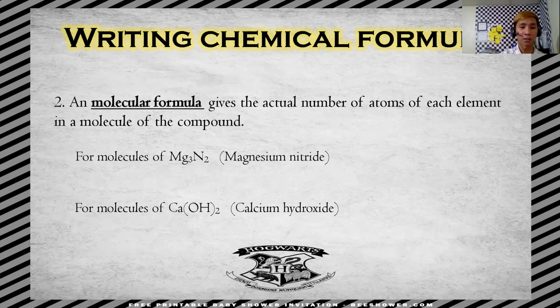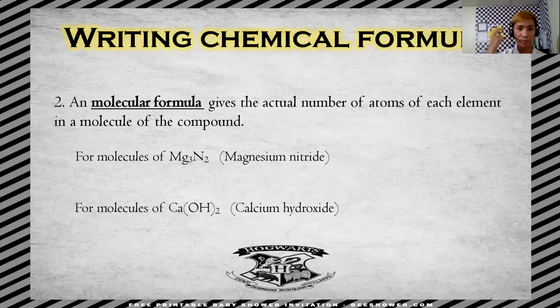Next one is molecular formula. It gives the actual number of atoms of each element in a molecule of a compound. So, ito naman binibigay mo yung actual number ng atoms. Sa magnesium nitride, for a molecule of that, how many magnesium do we have? We have 3. And nitrogen, we have 2. So, paano mo nalaman yun? Tignan mo lang yung subscript. Yung subscript, yung number na nakikita nyo dyan sa baba ng magnesium, that is a subscript. So that is the number that you can use to identify how many atoms we have in a certain compound.